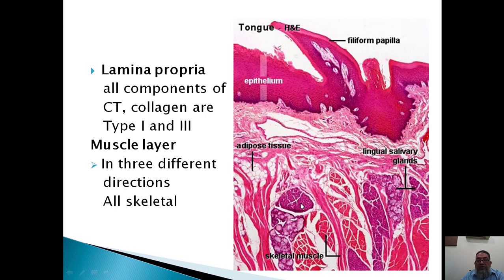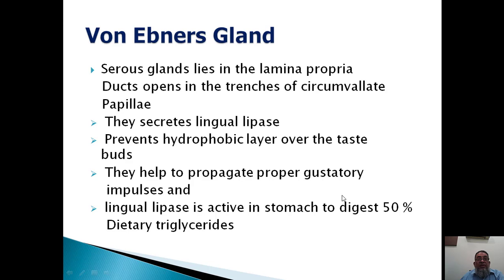This one is the lingual salivary glands, scattered acini. Now these are the lingual salivary glands, multiple, running in all directions of the skeletal muscle, located within the depth of the lamina propria. Now, what is the von Ebner gland? Serous gland lies in the lamina propria, located in the trenches of the circumvallate papillae. The ducts open into the trenches of this circumvallate papillae.